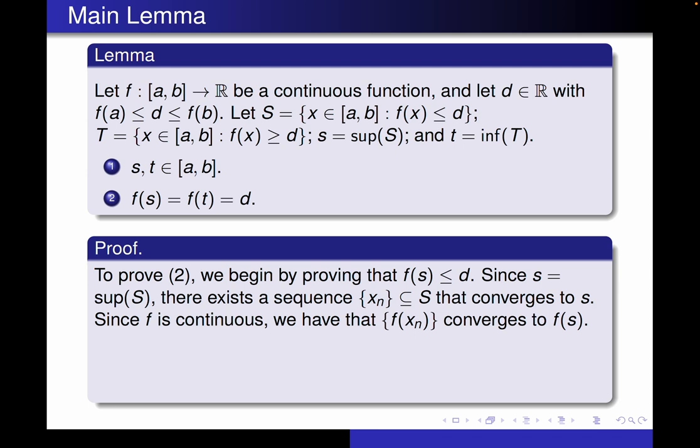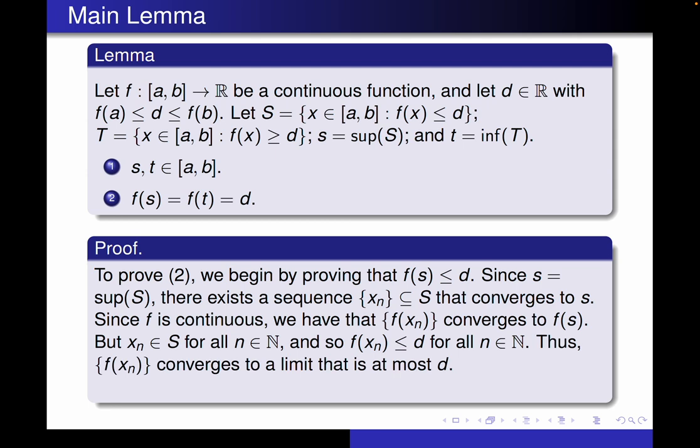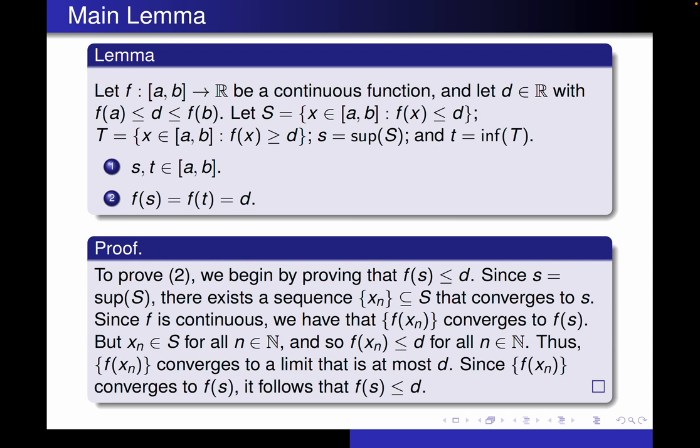Since f is continuous, that means that f of xn converges to f of s. But remember, each of those xn's is actually in the set S, and that means each of those f of xn's has to be less than or equal to d. That is the very definition of the set S. But since each of the terms of the sequence are less than or equal to d, that means the limit has to also be less than or equal to d. And guess what? That limit is f of s, so that means f of s has to be less than or equal to d. So that's the end of the first part of our proof.